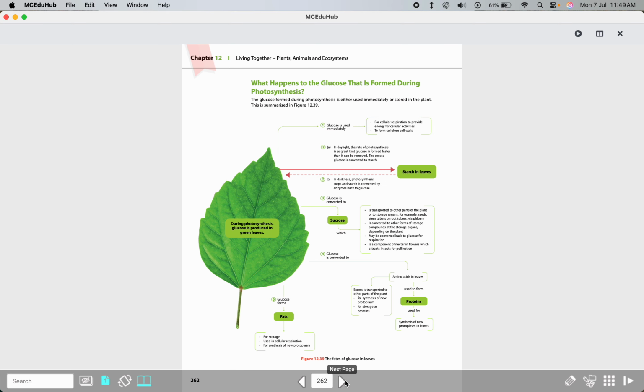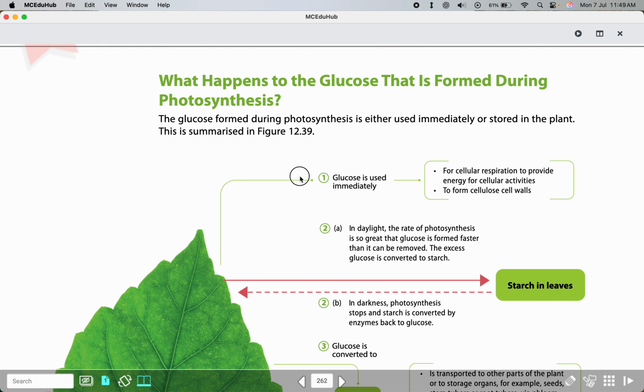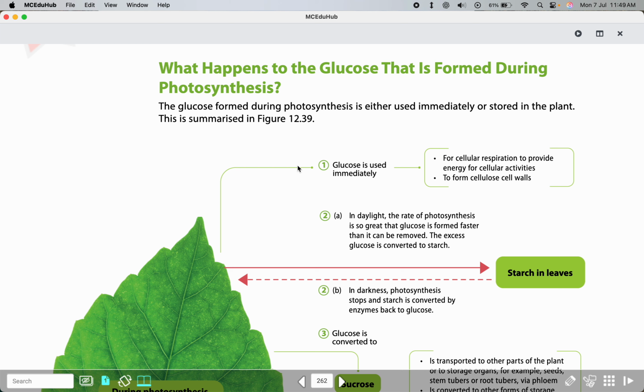Okay, so please take some time to digest that concept, right? It can be a bit tricky, but once you wrap your head around it, it's actually quite a simple concept of limiting factor. Let's now talk about glucose, right? What happens to the glucose that is formed during photosynthesis?